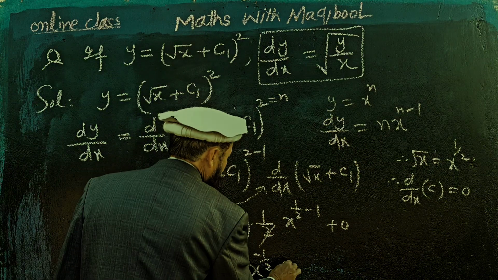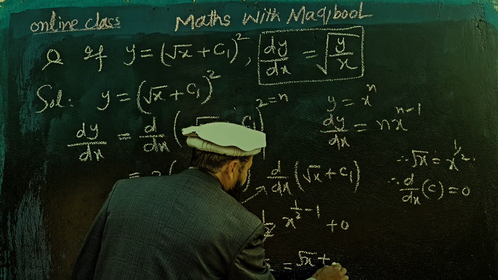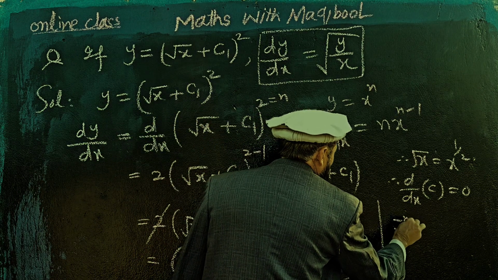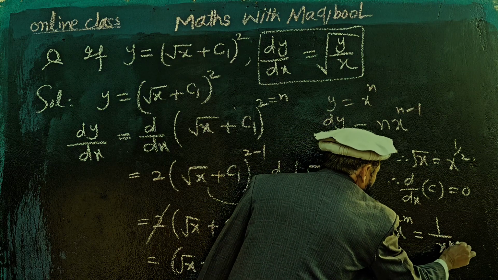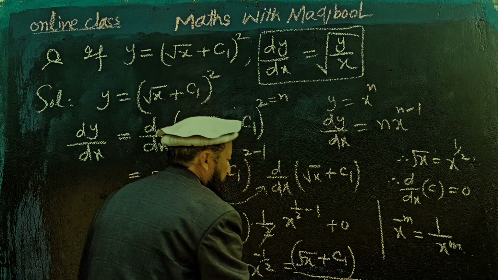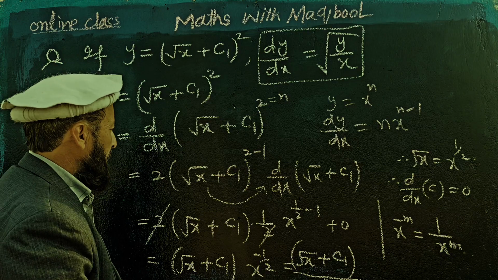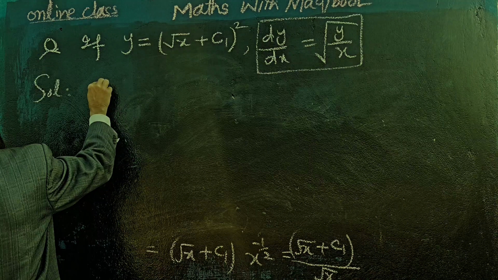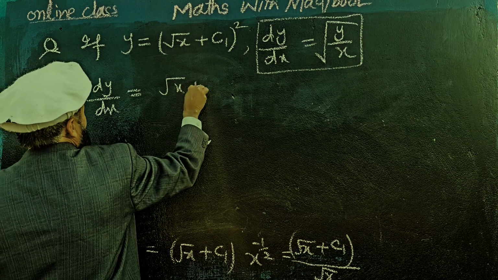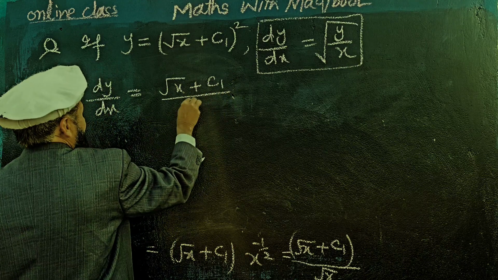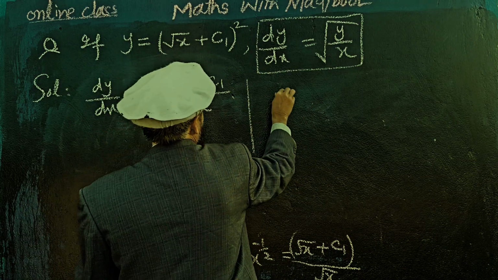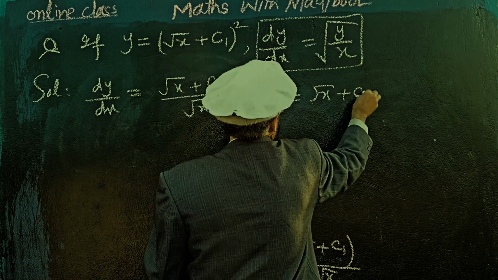Now we can further simplify this result, (√x + c1). The power is negative, and the negative power rule is: for any x with a negative power, we write 1 divided by x to the positive power. Similarly here, we can change this result to 1 by √x. So dy/dx is equal to (√x + c1) divided by √x. But we are required to find y divided by x, so here y is given: y is equal to (√x + c1)^2.